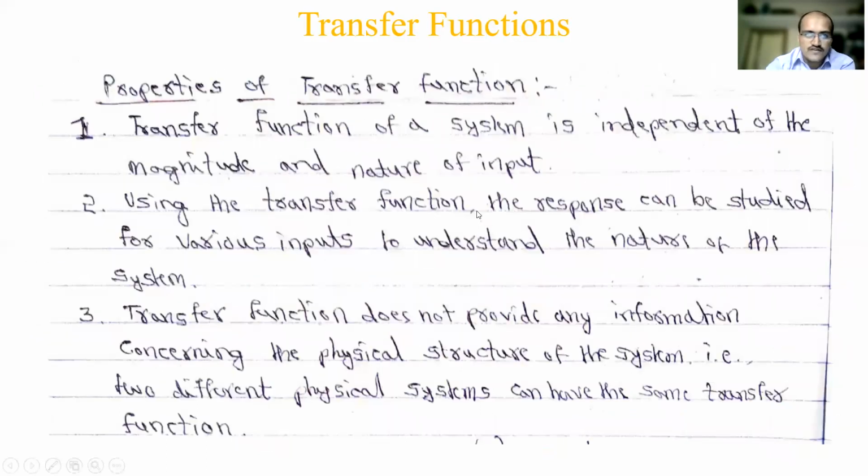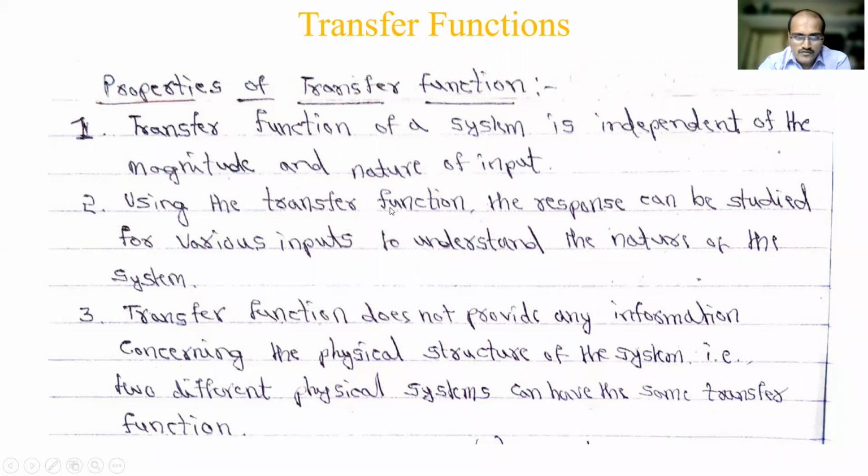So: define the transfer function, and list or explain the properties of the transfer function. It's a 5 marks question. The definition you have already written. So the 3 properties we will discuss over here. The first property is that the transfer function of a system is independent of the magnitude and nature of the input. Since it is considered in the S domain, it will not consider the magnitude of the input or the nature of the input. So that is one drawback, or property, of this.